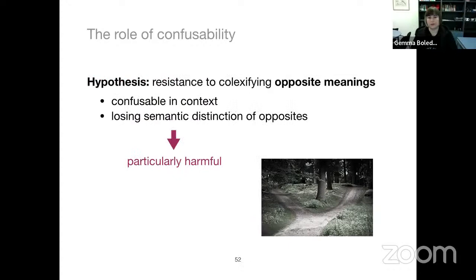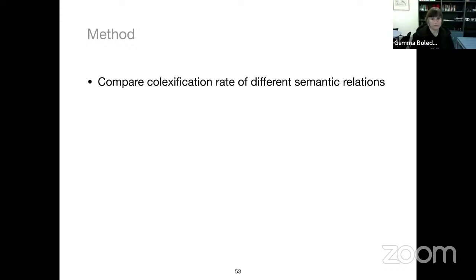Okay, so our hypothesis for this analysis is that we will identify in languages a resistance to colexifying opposite meanings, because as we said, they are extremely confusable in context, such that losing the semantic distinction that opposites encode is particularly harmful in communicative terms, as I explained earlier with the example of left and right.